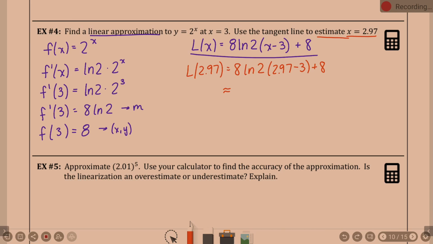7.83. What'd you say? 7.83. Okay, that would be wrong on the AP exam. How many decimal points do we need on the AP exam? 7.834.